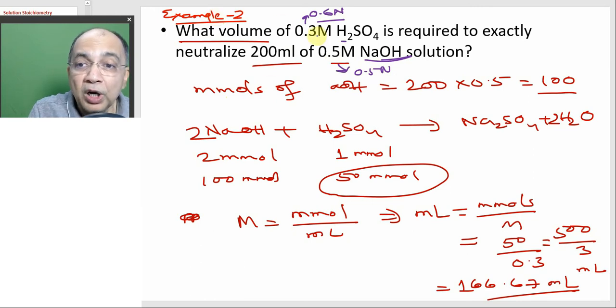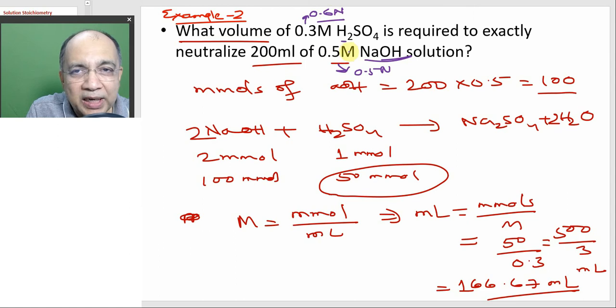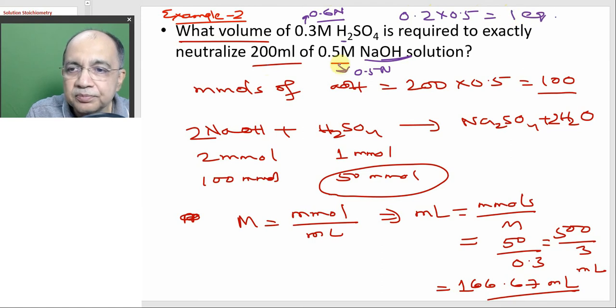The volume of the solution into normality, we know, is the number of equivalents. Volume of the solution into molarity is the number of moles. Volume of the solution into normality is the number of equivalents. So this would have been 0.2 liters into 0.5, which is equal to 0.1 equivalent. So the product of these two, the volume of acid into its normality, has to be equal to that.